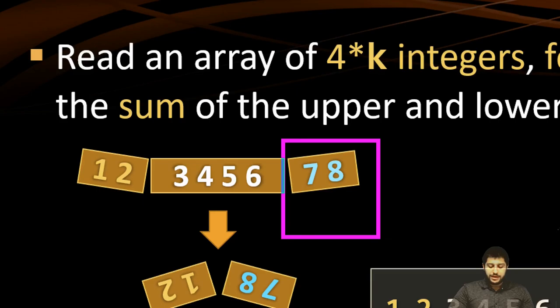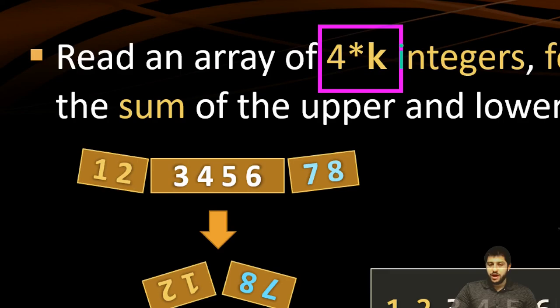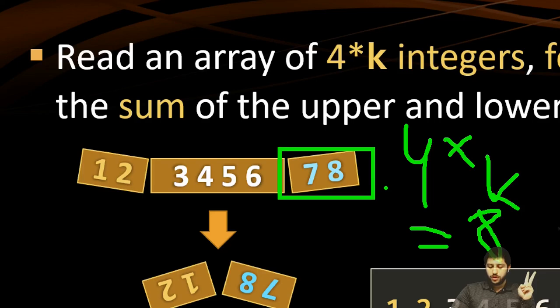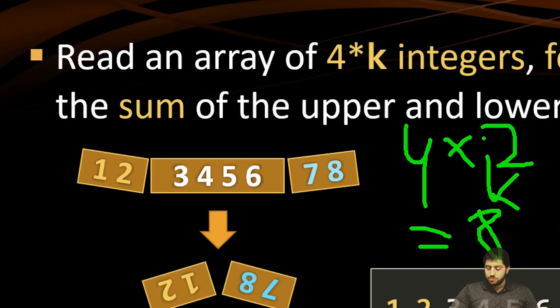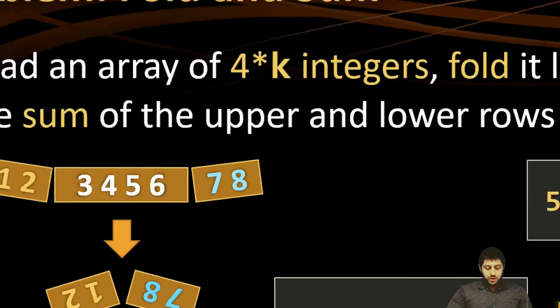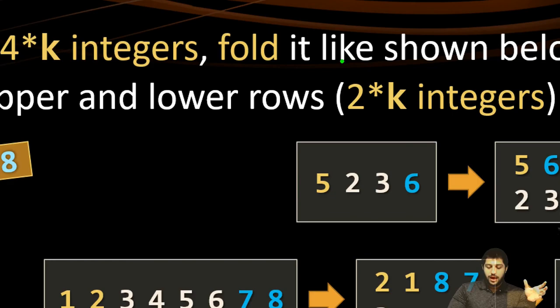Because if k is multiplied by 4, we get the count. Okay? And we know that the number that we fold is 2. So 2 times 4 is 8, which means 2 is equal to k. Okay, so we need to fold k numbers from the beginning and k numbers from the end. So we get the lower row of 2 times k integers, the count is 2 times k, and the upper row is 2 times k also.